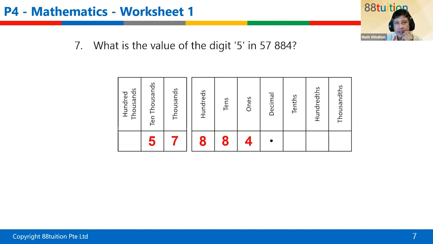Once this is done, we are looking at the digit 5. So 5 is in the 10,000s place, but the question is not asking for place value. The question is asking for value. So how big is 5 when it is in the 10,000s place? The value is now 50,000.